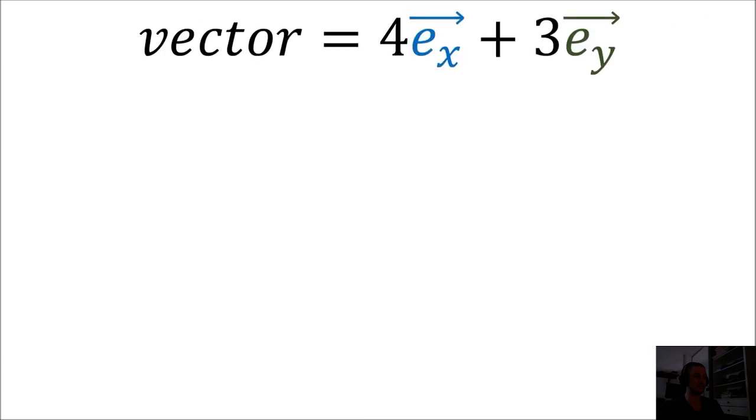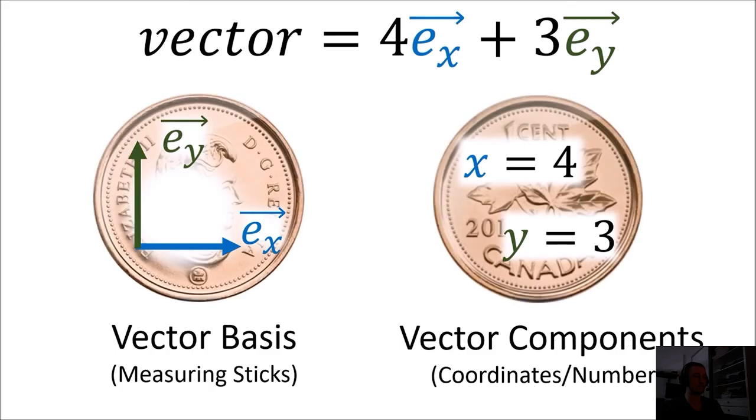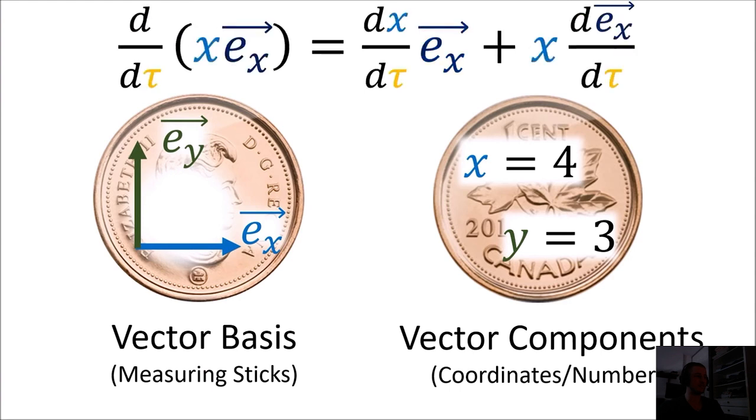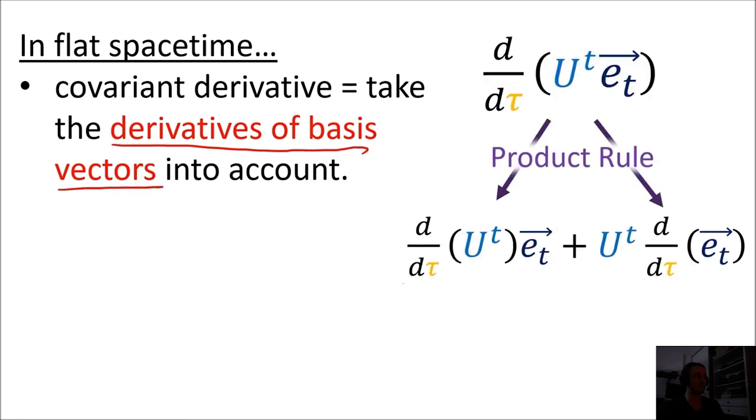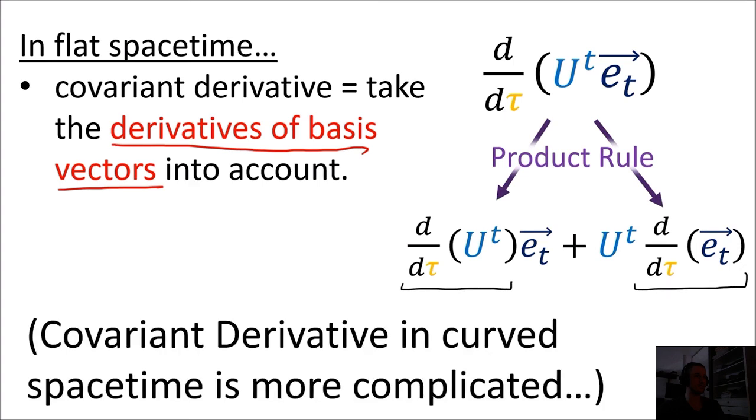As I've said many times before, basis vectors and vector components are like two sides of the same coin. We can't talk about one without also talking about the other. A derivative that makes physical sense needs to take the change of both vector components as well as basis vectors into account in order for it to make sense. In flat spacetime, the covariant derivative just means taking a derivative where we remember to take the derivatives of basis vectors into account. It basically just means we take the derivative properly and don't ignore changing basis vectors. The definition of covariant derivative gets a little more complicated in curved spacetime. But for now, when I say take the covariant derivative of a 4 vector, we just mean that we differentiate both the vector components and the basis vectors.